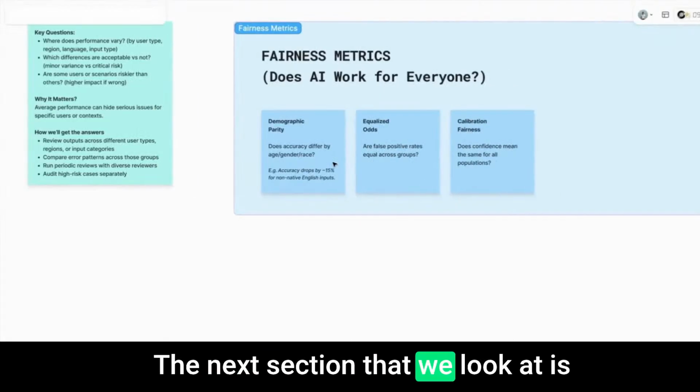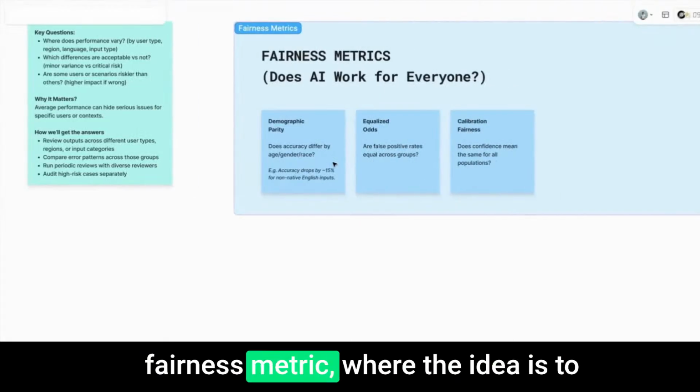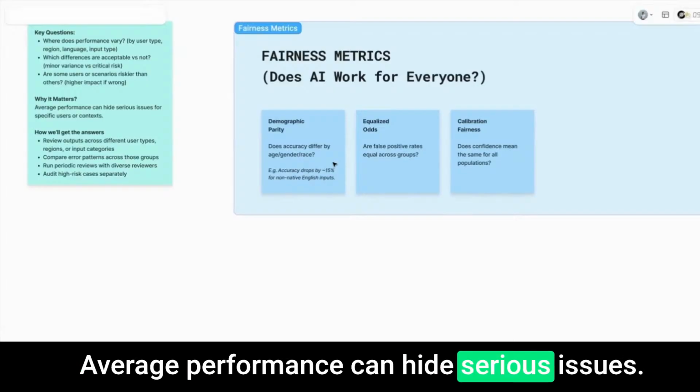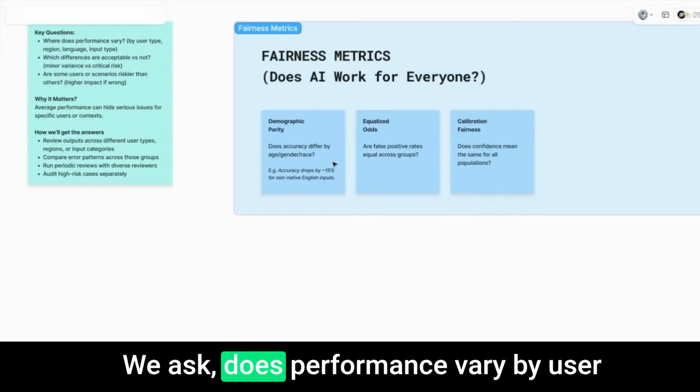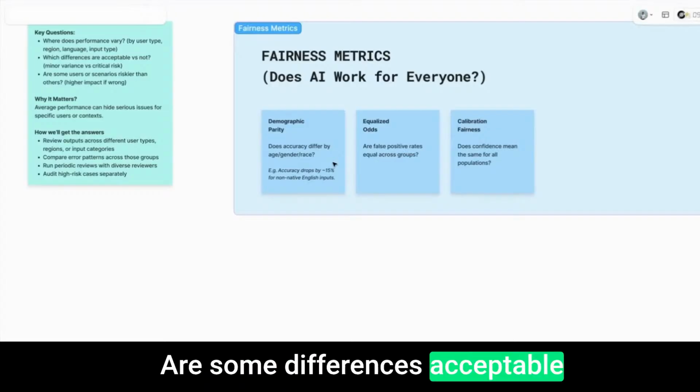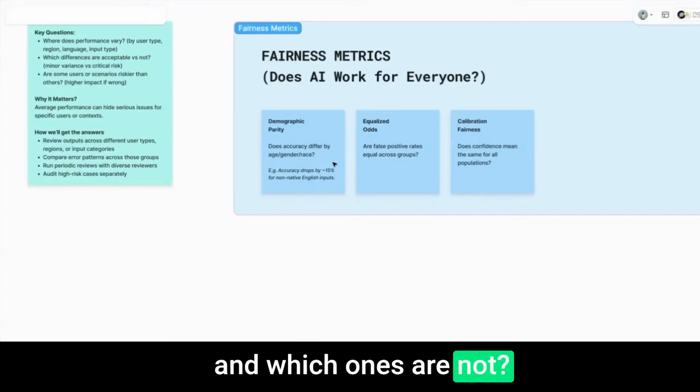The next section that we look at is fairness metrics, where the idea is to evaluate: does this AI work for everyone? Average performance can hide serious issues. We ask, does performance vary by user type, language, region, or input type? Are some differences acceptable and which ones are not?